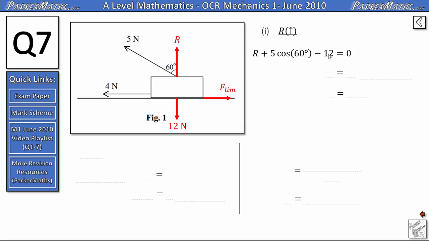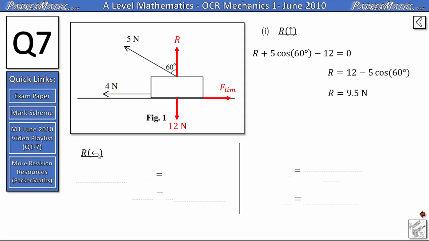If we rearrange this by adding 12 to both sides and subtracting 5 cos 60, we get R equals 12 minus 5 cos 60. Cos 60 is a half, so this becomes 12 minus 2.5, so we get R is 9.5.